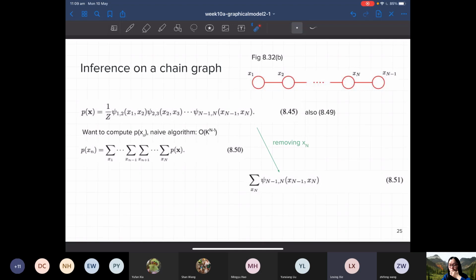And our goal may be to compute the marginals of some node in the middle. Here, let's just say xn is in the middle, and it's connected to xn minus 1 and xn plus 1, right? Let's say.